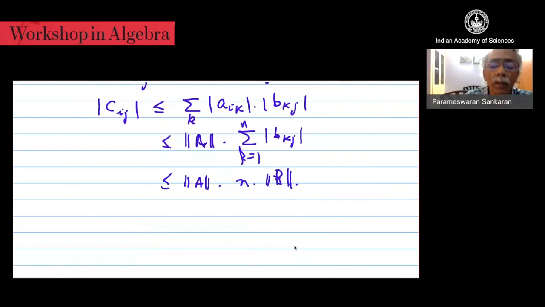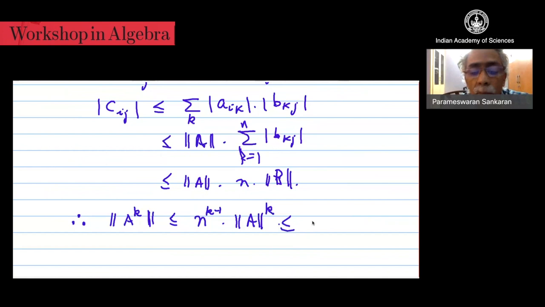And as a consequence, what do we get? In particular, taking A power k, the norm of A power k is less than or equal to n power k minus 1, by induction or repeatedly applying this, times norm of A, and this will bound it; just put another n power k, norm of A to the power k.